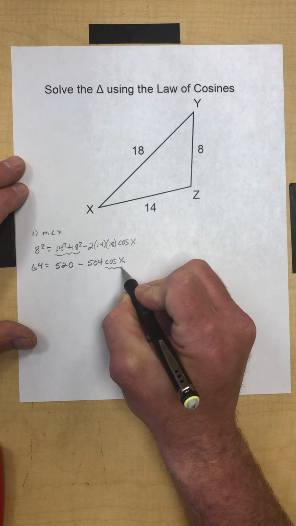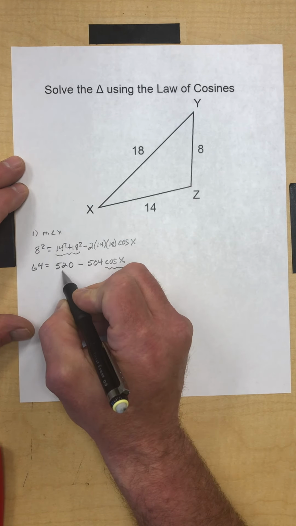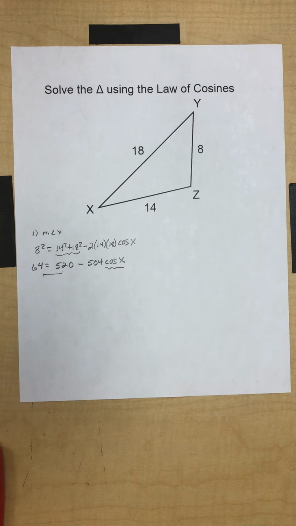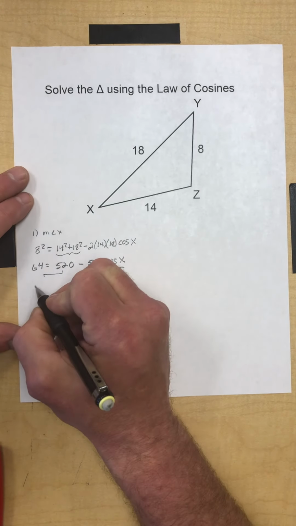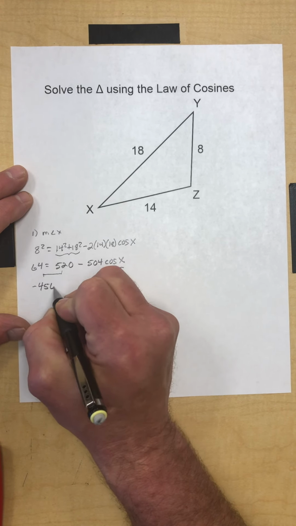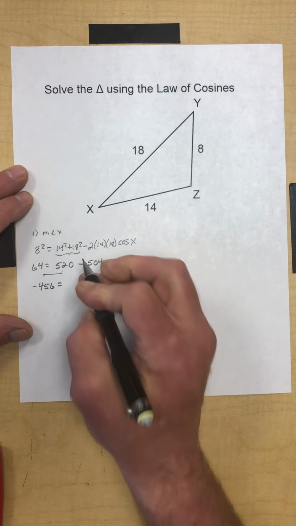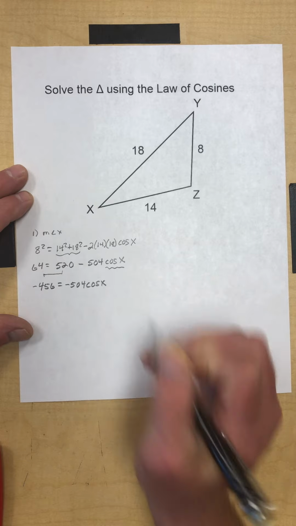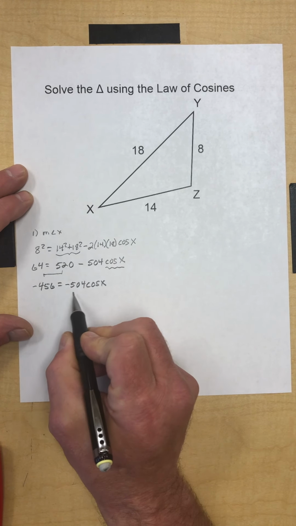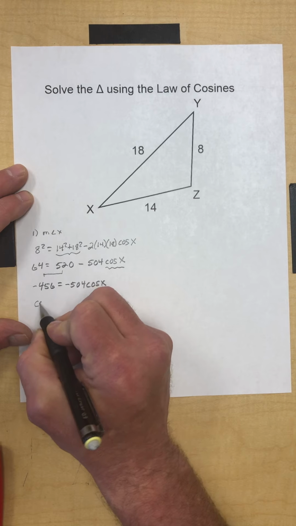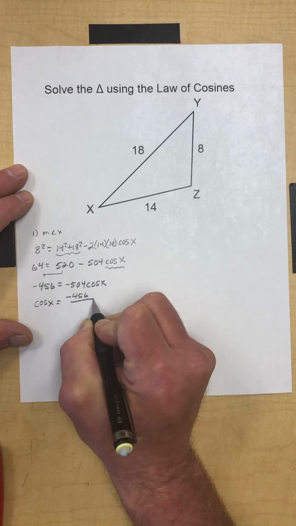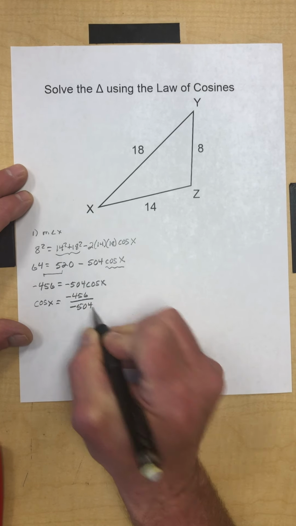Now I've got to isolate cosine of angle X. So I've got to subtract 520 from both sides. I got to bring this over and subtract it. So we go 64 minus 520, and that is negative 456 equals, don't forget about this negative sign here, negative 504 cosine of angle X. Now I'm going to have to divide both sides by negative 504. So I get the cosine of angle X equals negative 456 divided by negative 504.